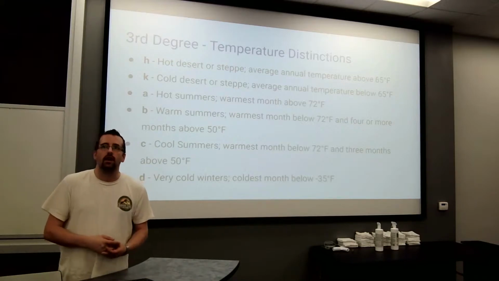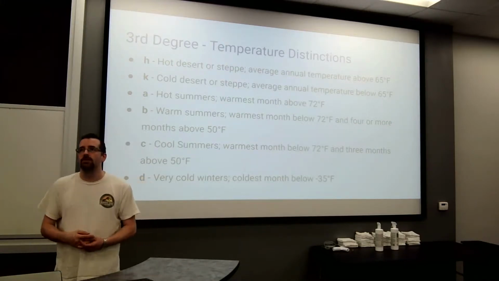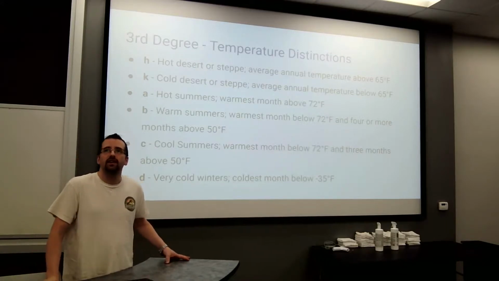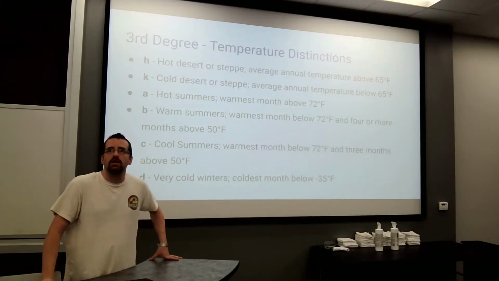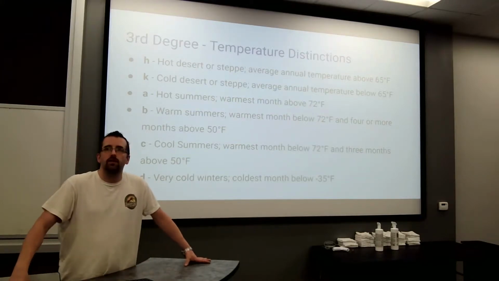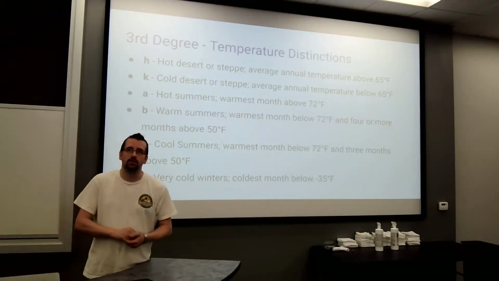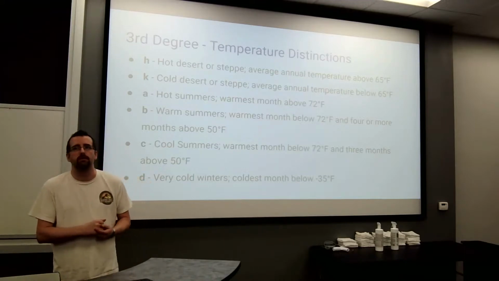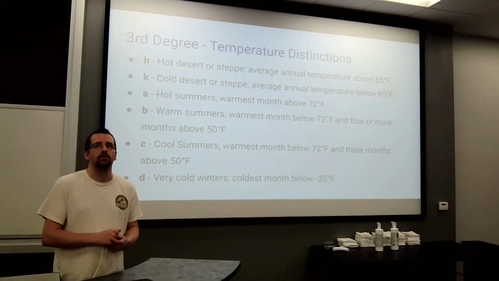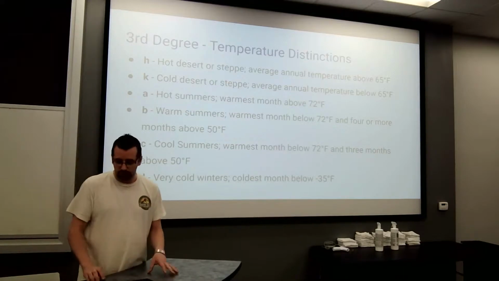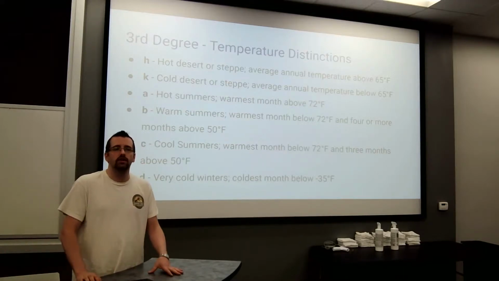A is your hot summers, the warmest month above 72 degrees Fahrenheit. We are very much used to that. Then we have B, which is warm summers, where the warmest month is below 72 and 4 or more months above 50. And then we have lowercase c, cool summers, where the warmest month is below 72 degrees Fahrenheit and 3 months above 50. And very cold winters where the coldest month is below -35 degrees Fahrenheit, which is really cold.